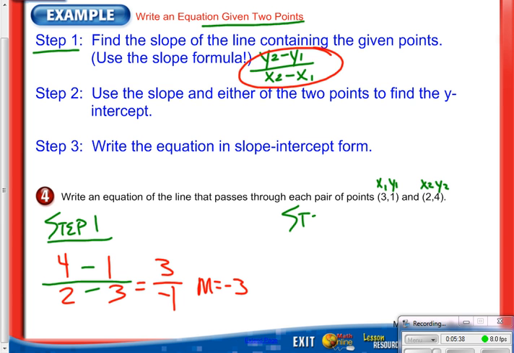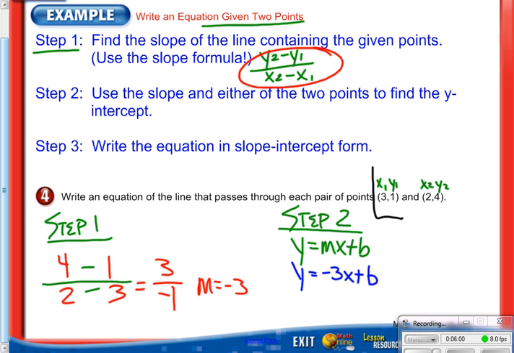Use that information for step 2. And again, that's just like you did in the previous examples. Use that equation y equals mx plus b and input your information into the equation there. So we have y equals, in for slope is negative 3x plus b. Now you need to substitute in for x and b.